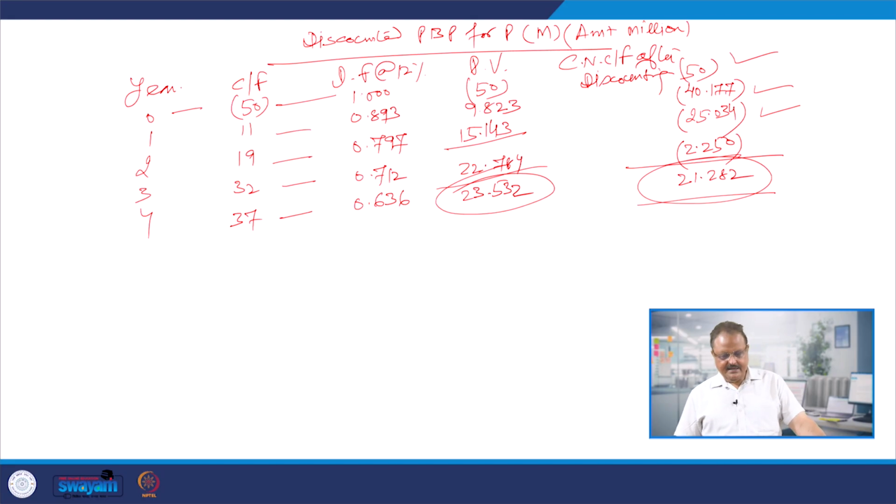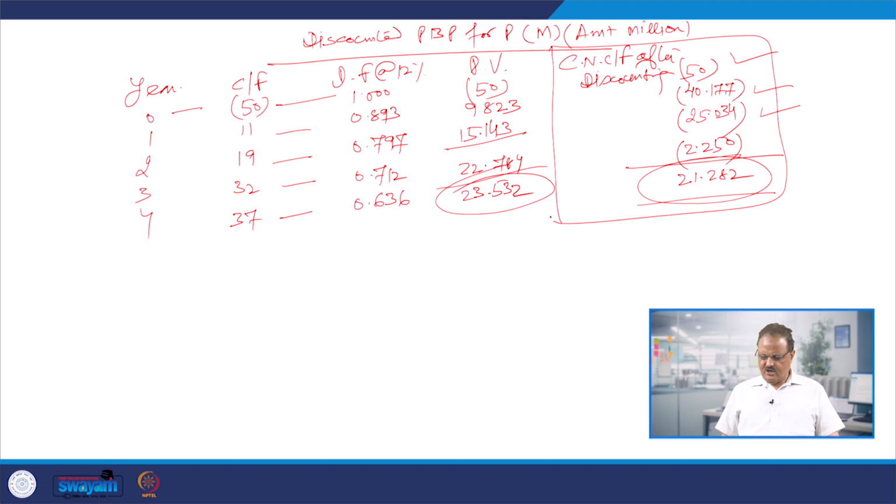So for calculating the discounted payback period, you have to apply the same formula, which is basically the years before the break-even point, plus the unrecovered amount divided by the cash flow in the next year. That would be the simplest form. And sometimes you can avoid making this particular column. From the discount factor and present value columns as well, you can directly calculate the discounted payback period.